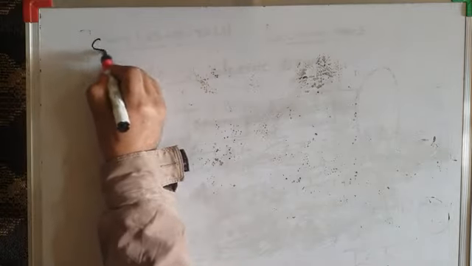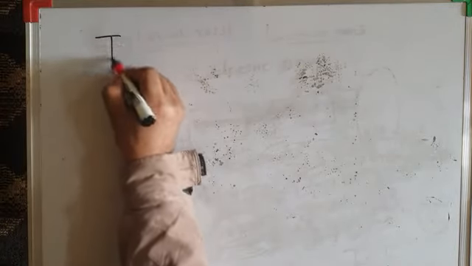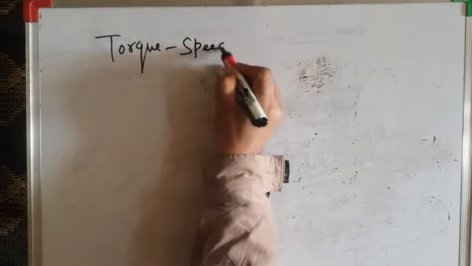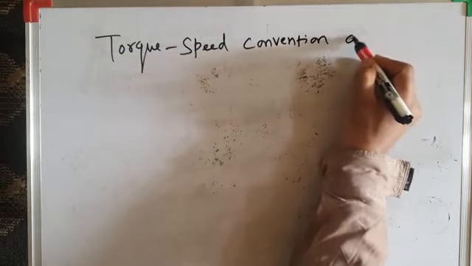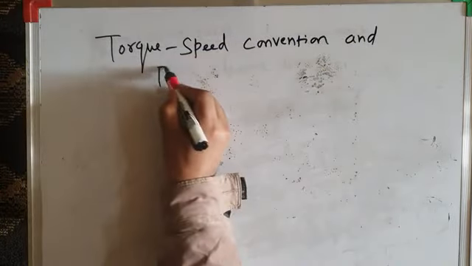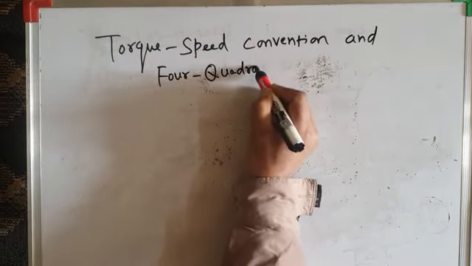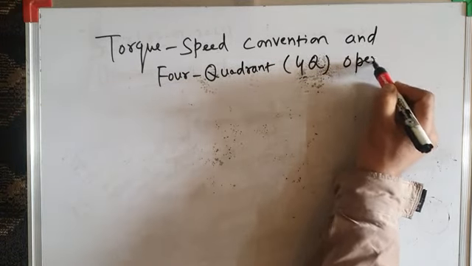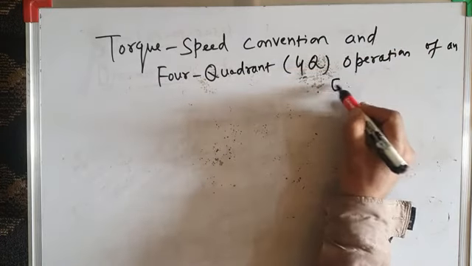After this, I will discuss with you the speed-torque, torque-speed convention of an electric drive, and four quadrant operation. Four quadrant means 4Q operation of an electric drive.